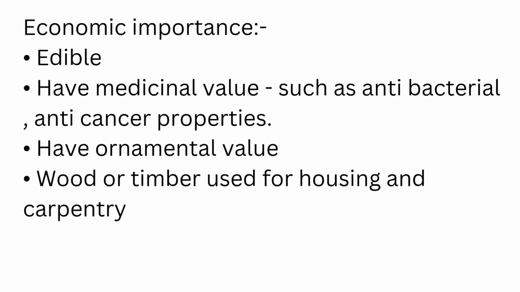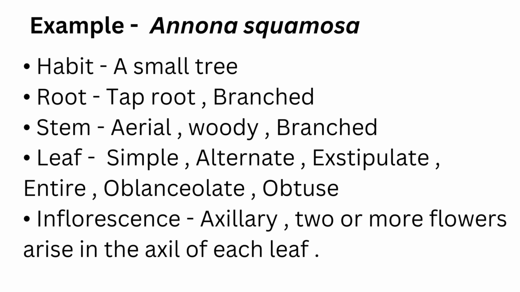Embryo: small. Economic importance: edible, have medicinal value, such as antibacterial, anti-cancer properties. Have ornamental value; wood or timber used for housing and carpentry. Habit: a small tree. Root: taproot, branched. Stem: aerial, woody, branched. Leaf: simple, alternate, exstipulate, entire, oblanceolate, obtuse.